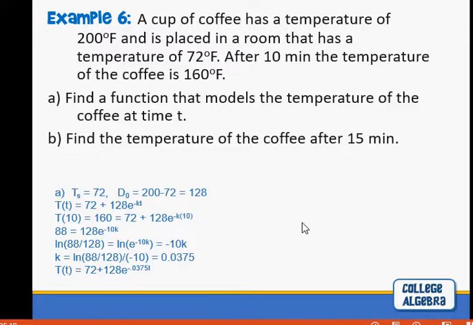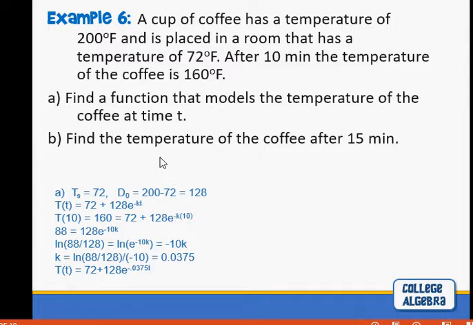Okay. So let's tackle parts A and B. So part A, we had the formula given to us. We need T sub s, the temperature of the surroundings. D sub 0 is the difference between the 200 degree coffee and its surroundings, the 72. So we subtract and get 128. You plug those into the formula that we had for Newton's law of cooling. We have 72 plus the difference, 128 e to the negative kt.